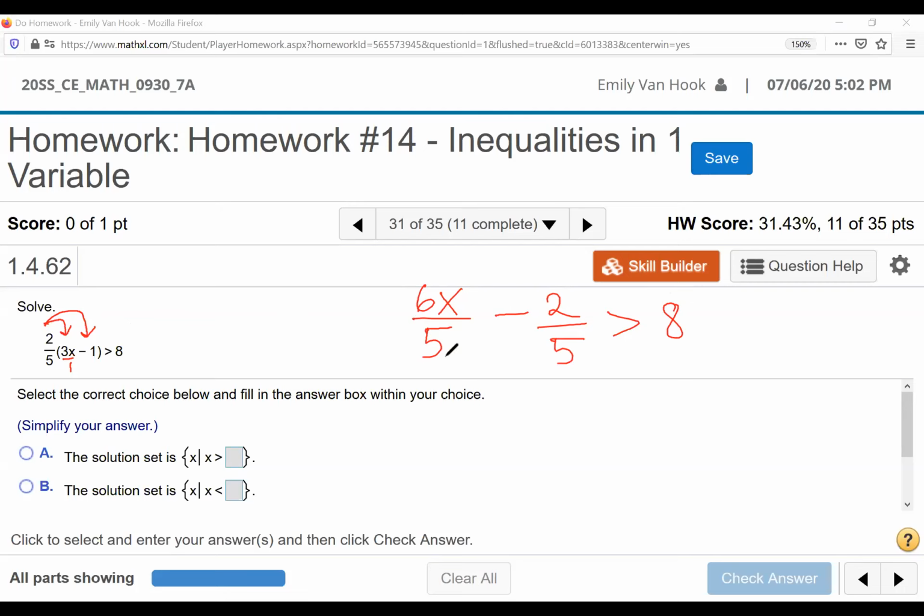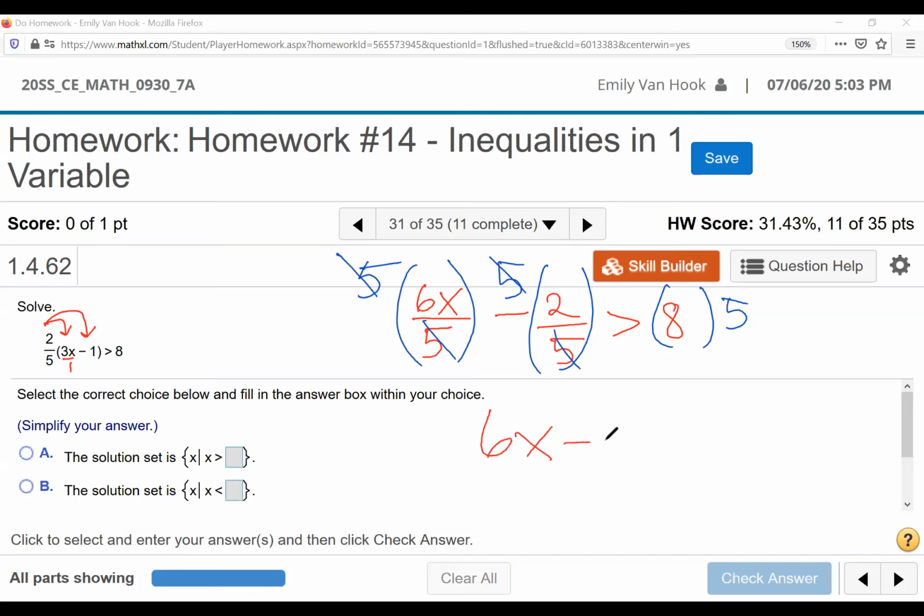Now, let's clear those fractions. So now let's multiply by the common denominator. There's only one denominator of 5, so we'll just multiply both sides by 5. And here, I'll write the 5 next to each term. And that will allow us to cancel the 5s out. So after distributing the 2/5, since the fraction didn't cancel out, now I'm canceling it out. So now I'm clearing the fraction by multiplying both sides by 5. And here's what we're left with, 6x minus 2, because those 5s canceled out.